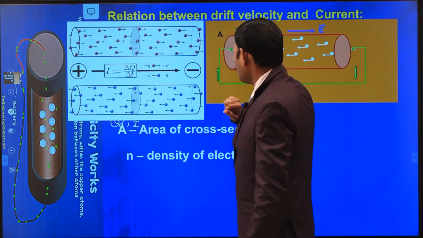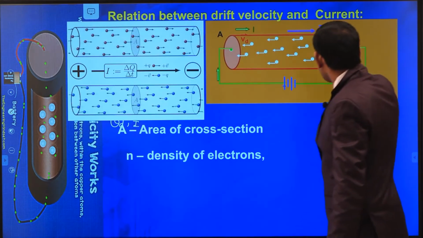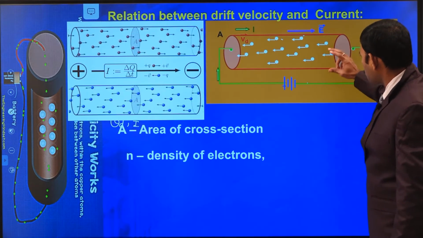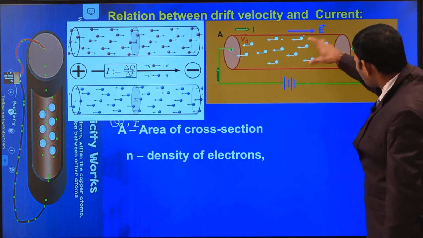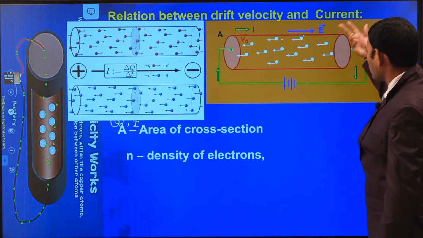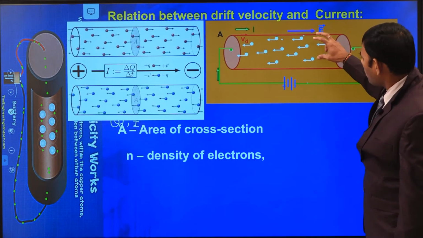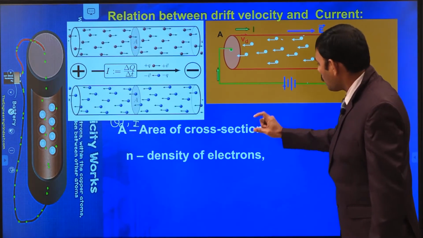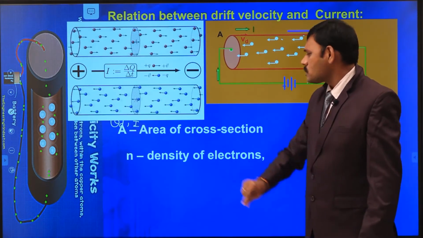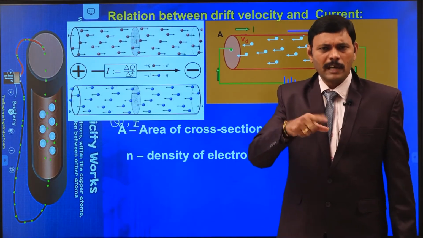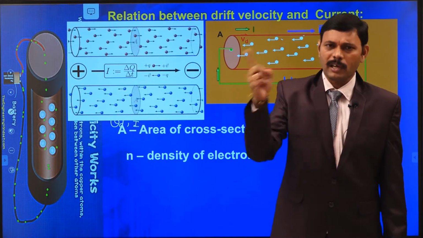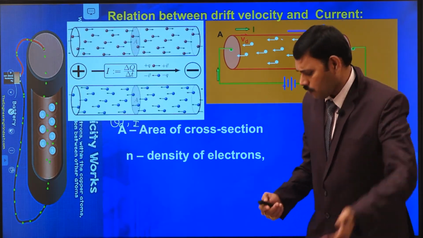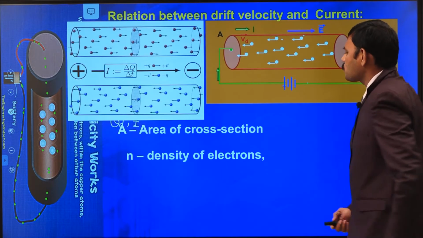So at a particular time we have some electrons. See here: 1, 2, 3, 4, 5, 6, 7, 8, 9, 10, 11, 12. On the screen right now you are observing 12 electrons in the given volume. Volume is pi r square L for the cylinder. So this number of electrons by volume is the electron density. So the number of electrons per unit volume is the density of electrons. It changes from metal to metal, conductor to conductor. Copper has one value, aluminum has another value, silver has another value. So it depends upon the nature of the material.